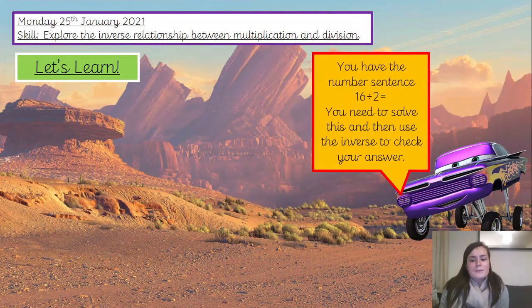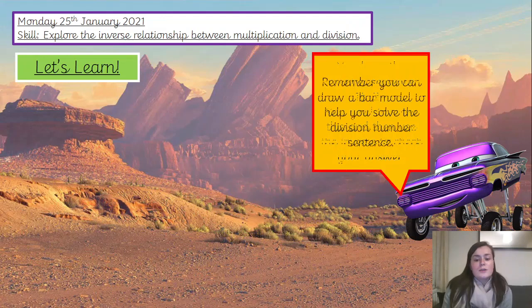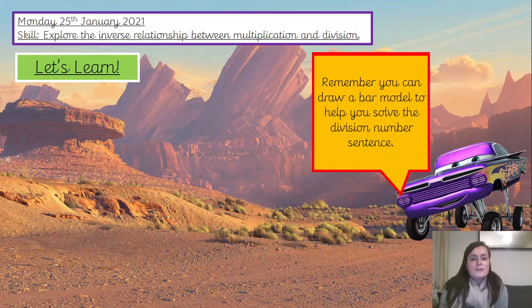Okay, you have the number sentence 16 divided by 2. So you need to solve this and then use the inverse to check your answer. Remember, you can draw a bar model to help you solve the division number sentence. So we're going to have a go at this one together. If you'd like to have a go first, you can pause the video and then come back. If you'd like to talk through it with me, you can do that instead.